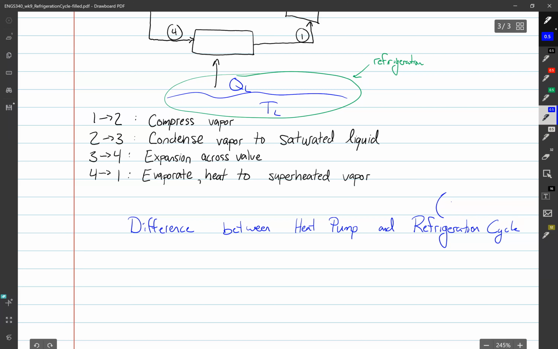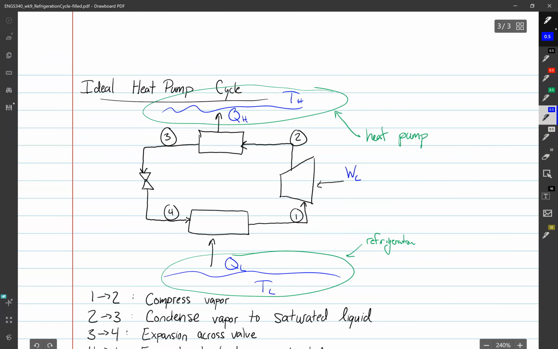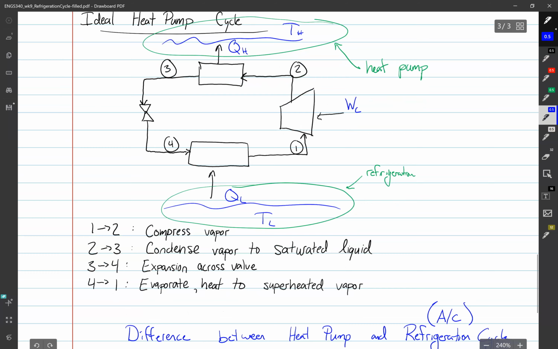And by refrigeration cycle, just write AC because, right, we could use this as a refrigerator, we could use it as a freezer, we could use it as an air conditioner. The only difference in all of those systems, again, the system is the same, is that we're designing it to operate at different temperatures. And we do that by operating at different pressures and using different fluids.